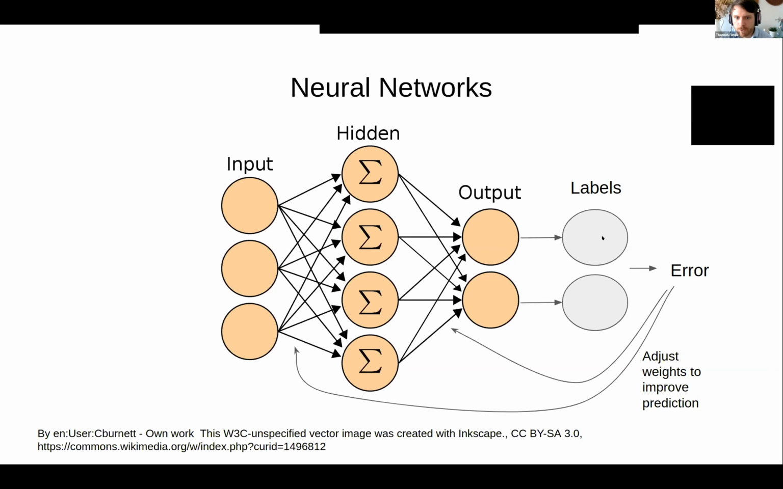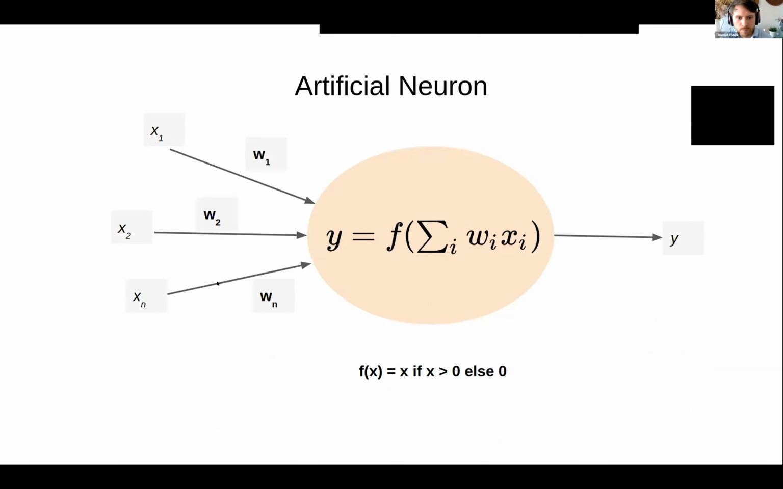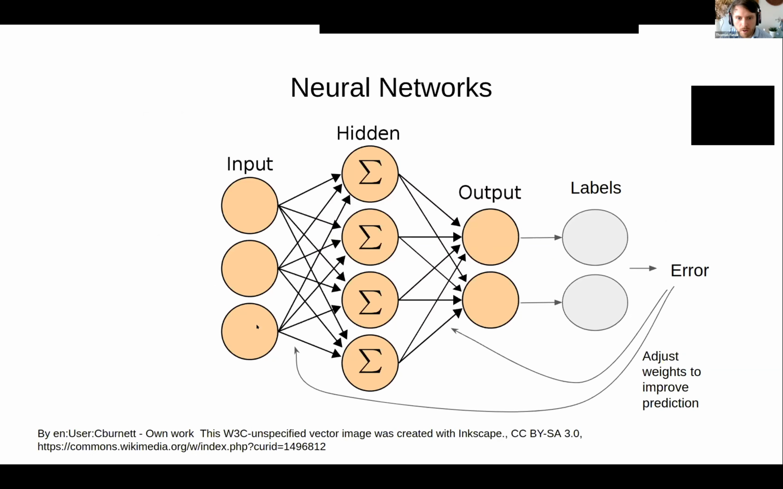An error is calculated between the output and the labels, and then this error is used to fine tune the weights, to fine tune W, the weights between the artificial neurons, so that it can learn better.